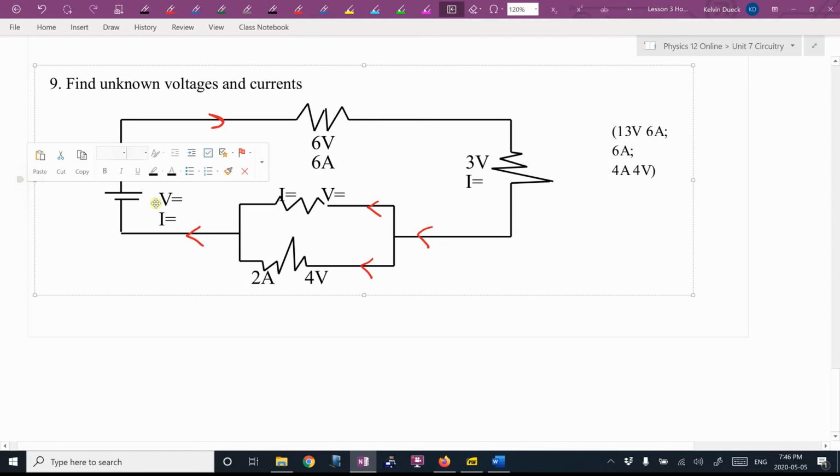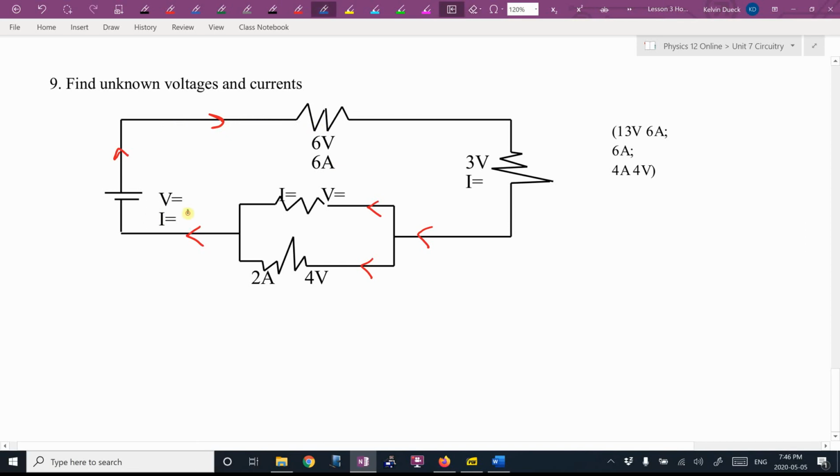How many amps right here? I don't know. How many amps right here? 6 amps. How many amps then leaving the battery? Must be 6 amps. This question's going to fall apart.